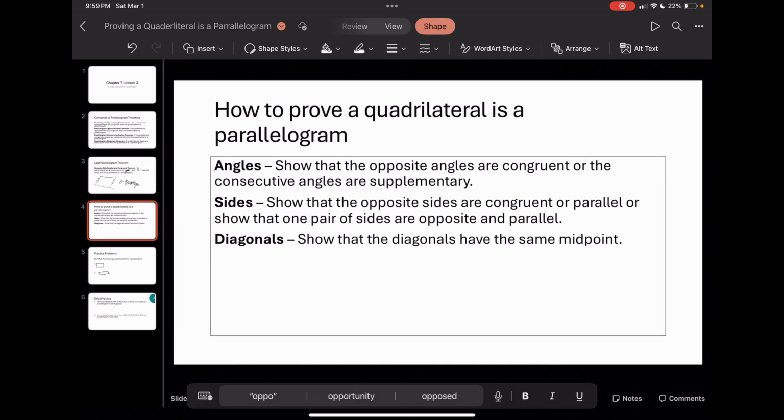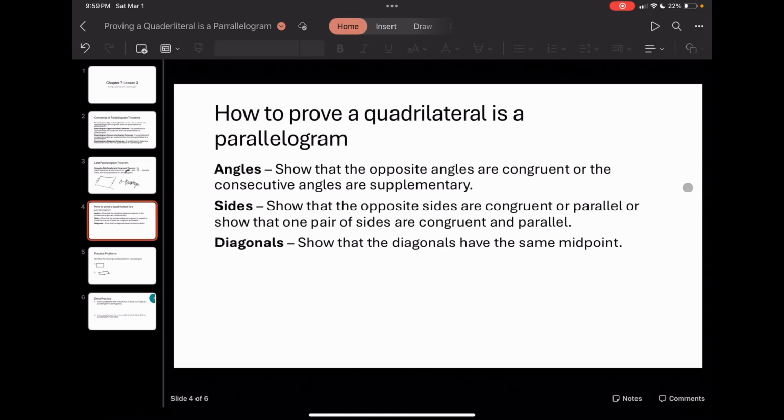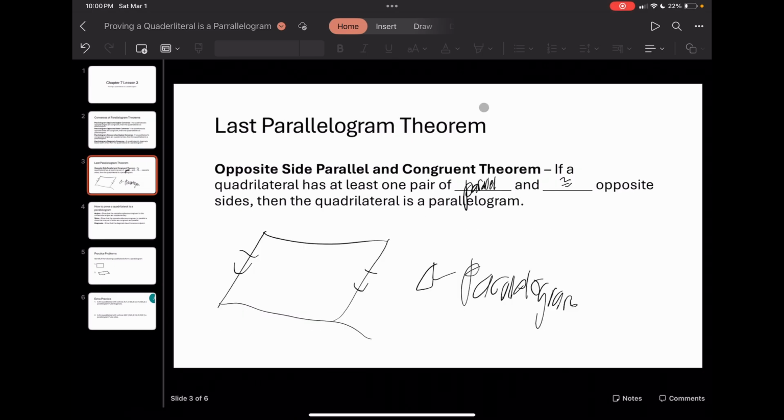And sides. If we show that the opposite sides in a quadrilateral are congruent or parallel, or we show that one pair of opposite sides are congruent and parallel, then the quadrilateral is a parallelogram. How many times have I said parallelogram in this video? So that goes back to the opposite sides converse and this theorem.